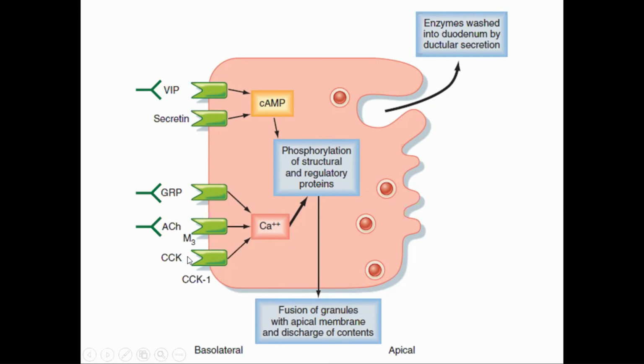Cholecystokinin increases the calcium level, and whenever calcium is increased, it causes fusion of the synaptic vesicles into the apical membrane, and the acinar cells empty their contents into the ducts.